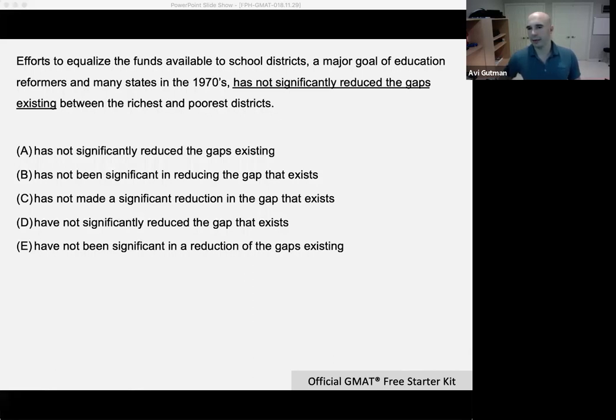I'm going to give you another 20 seconds or so. You can keep working on it. But what I'd like you to start thinking about is finding the core of the sentence. So we're looking for the subject and the verb of the sentence. Please type those as well in the chat box when you're ready.